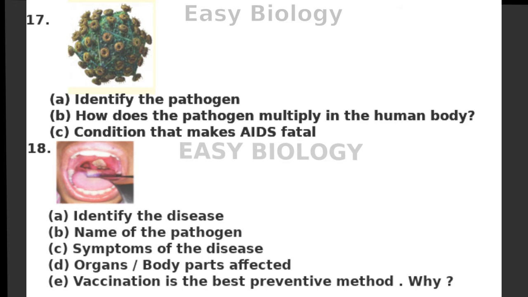Question number 18. A. Identify the disease. Answer. The disease is diphtheria. 18b. Name of the pathogen. Answer. Corynebacterium diphtheriae is the pathogen.